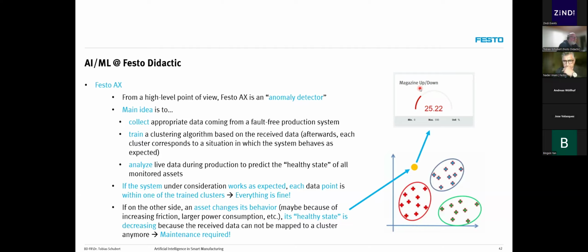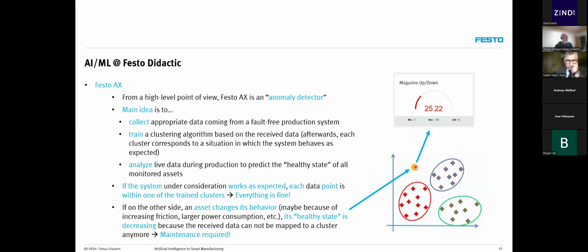If on the other side it changes its behavior, so it's getting worse, until that live data point is not fitting any of these buckets anymore, then you know, okay, something has gone wrong. Something is behaving differently from what I expected. I've trained it in a fault-free situation. I have three fault-free buckets. That data point is not fitting anymore to one of these buckets, and I know something is different. And then it's a good idea to send your maintenance guy explicitly to this particular cylinder, welding gun, or magazine in our factory.